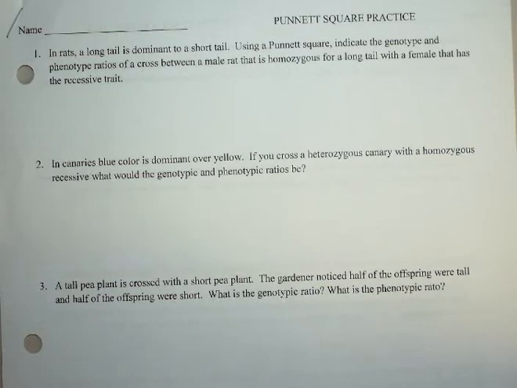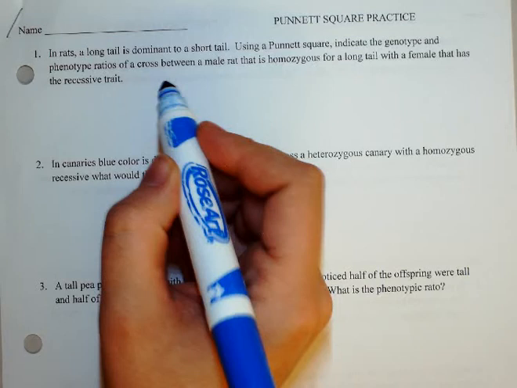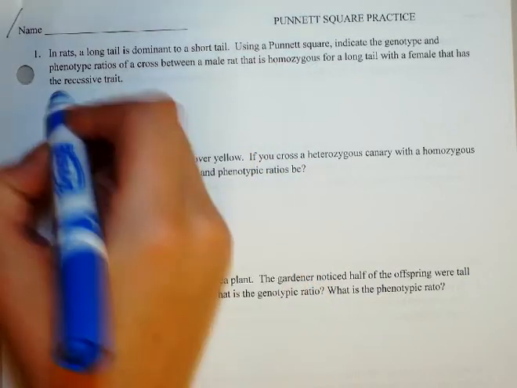Okay, so this problem, for number one, it says, in rats, a long tail is dominant to a short tail. So I'm going to start with the definitions from this, and I'm going to determine what letter I want to use for the dominant trait, and which letter I want to use for the recessive trait. So I'm going to start with the long tail, and I'll use a capital R for a rat.